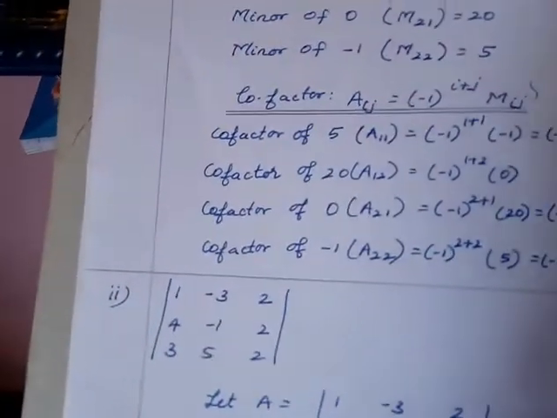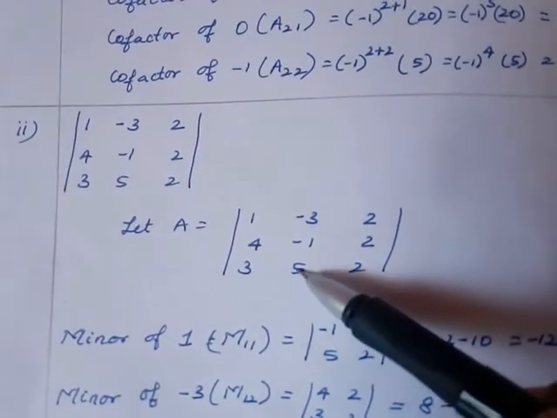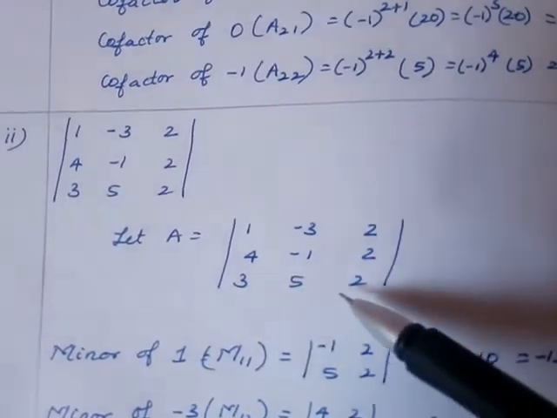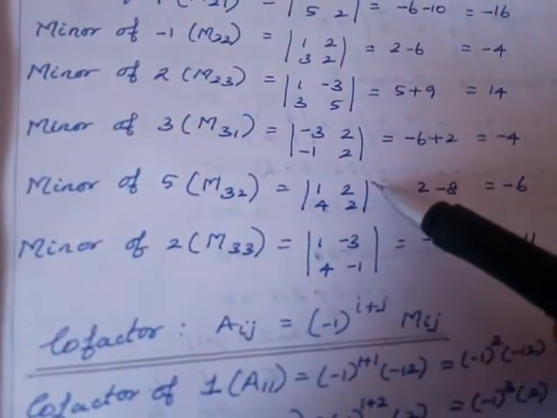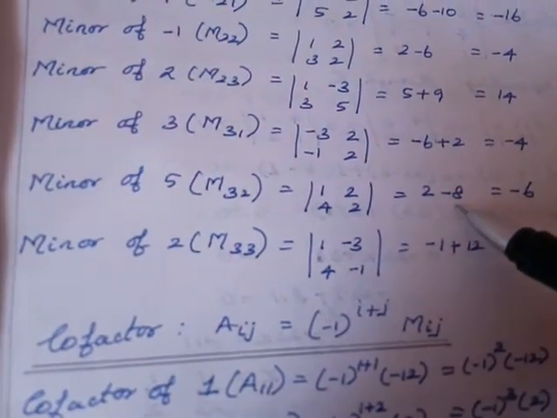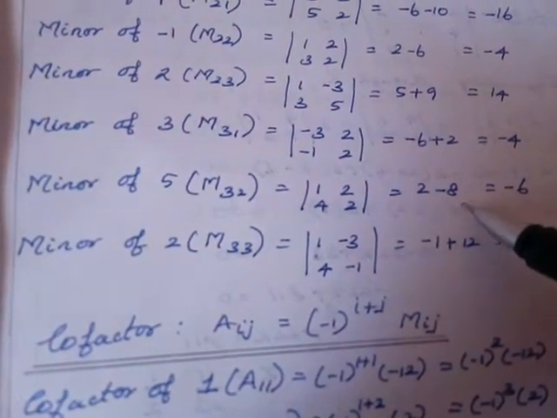Next one, minor of 5. So this column and this row will go off. 1 2 4 2 will be there. 1 2 is 2, 4 2s are minus 8. 2 minus 8 is minus 6.